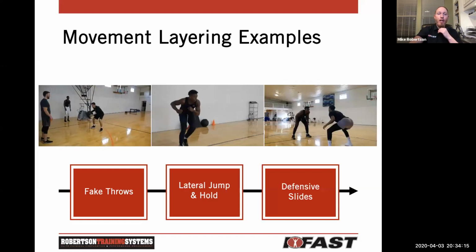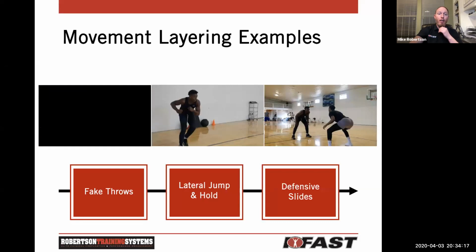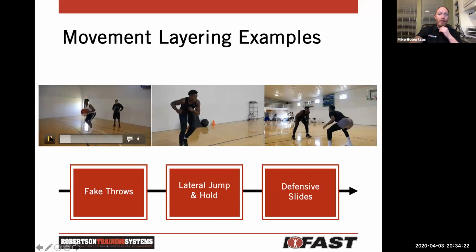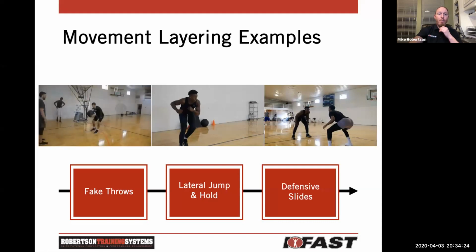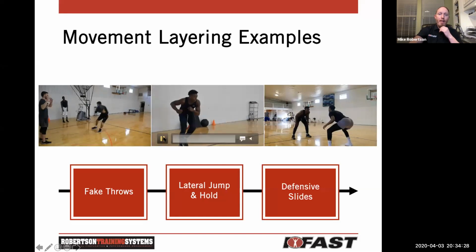And you can see Dakota here, when we first worked at this, he was struggling. He was all over the place. So let me show you this one more time. Shuffle, stick, stick. Finding those angles, being quick and sticking. From there, we're going to make it a little bit more dynamic, a little bit more explosive.